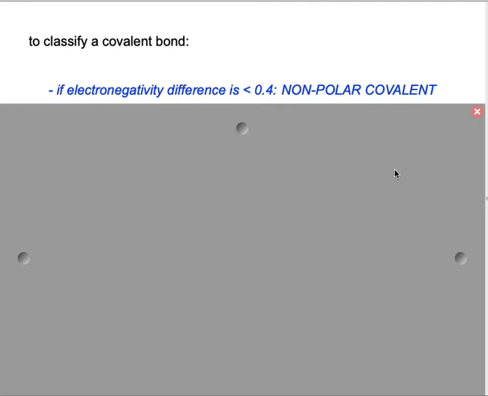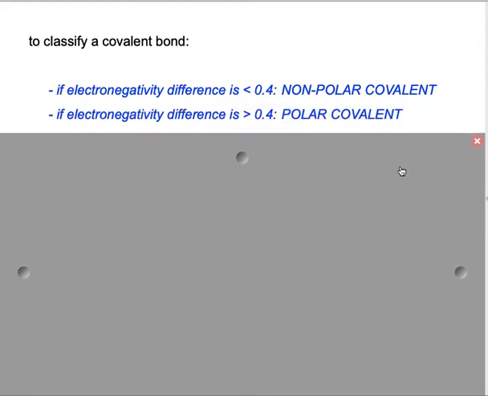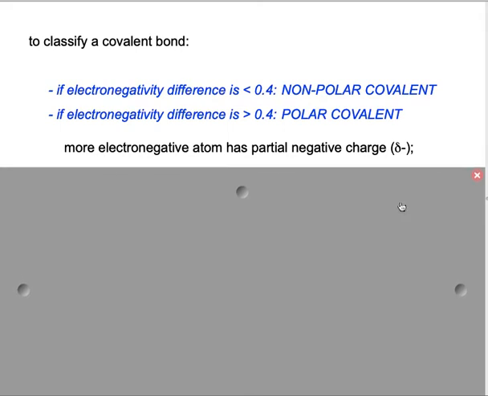If it is less than about 0.4, neither atom in the bond really wants to attract the shared electrons toward itself more strongly. We'll call that a nonpolar covalent bond. On the other hand, if the electronegativity difference is greater than about 0.4, then there is a substantial disparity in electron attracting ability, meaning that one end of the bond will have a partial negative charge, the other will have a partial positive charge, and we call that a polar covalent bond.